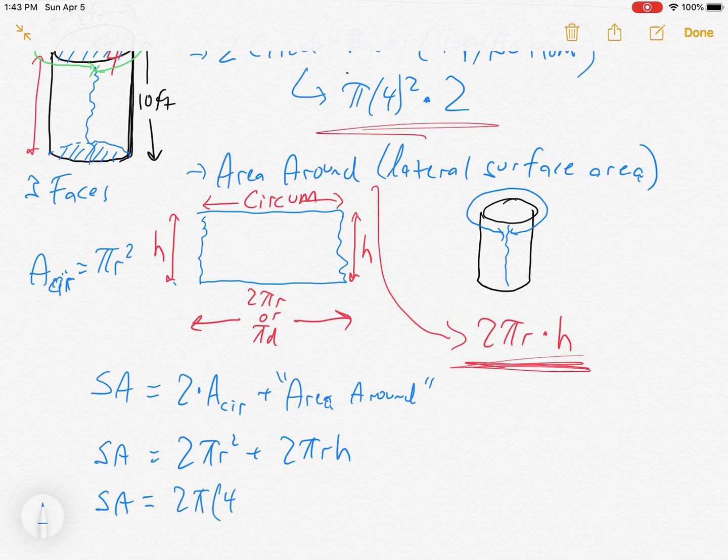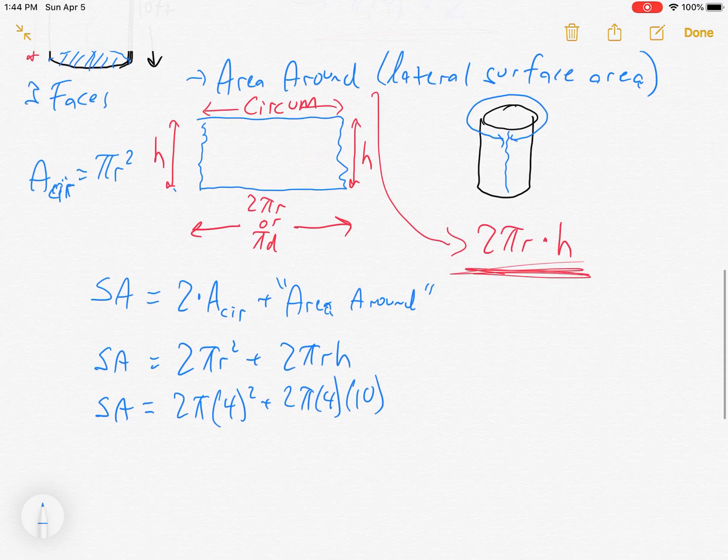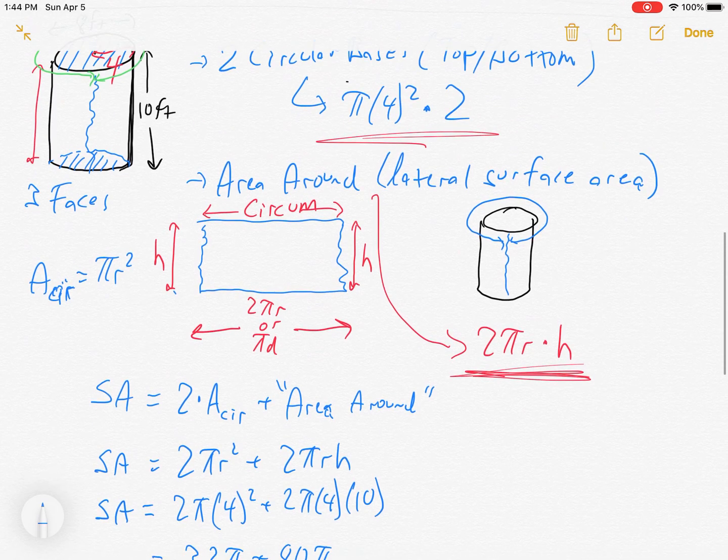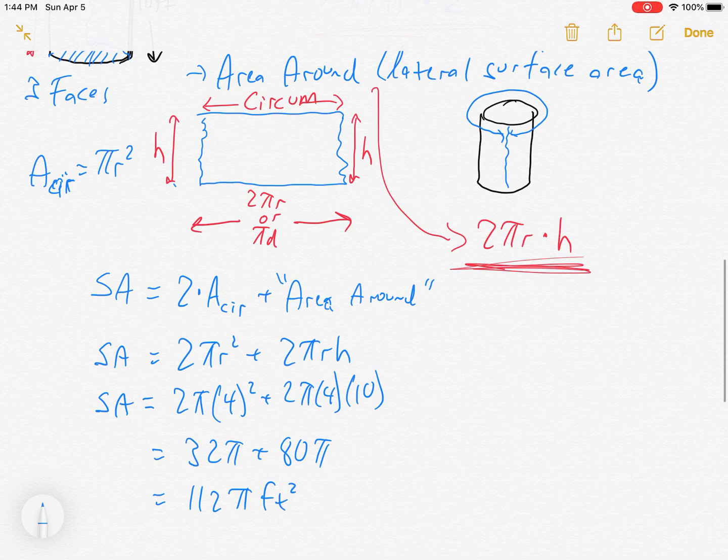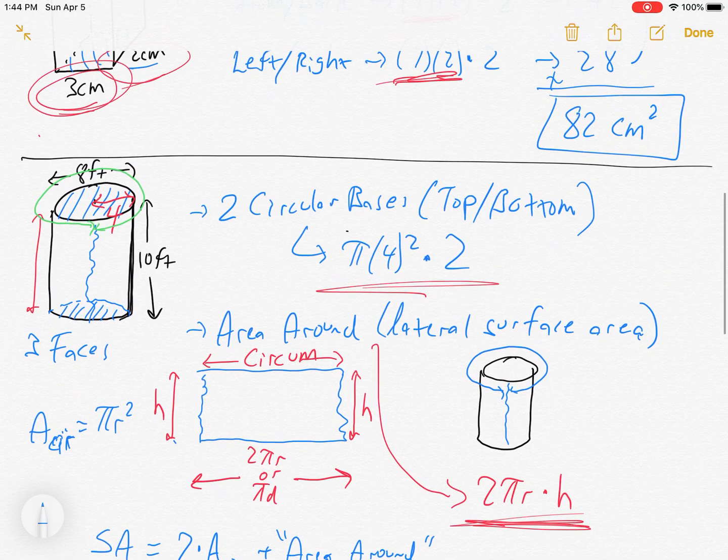So in this problem, it'd be 2 pi times, what did we say the radius was? 4. 4 squared, plus 2 pi, 4, times the height, which was given as 10. So this is 32 pi plus 80 pi, which is 112 pi square feet. Okay, that is the surface area of the cylinder.